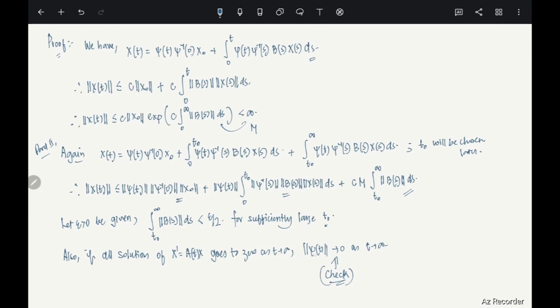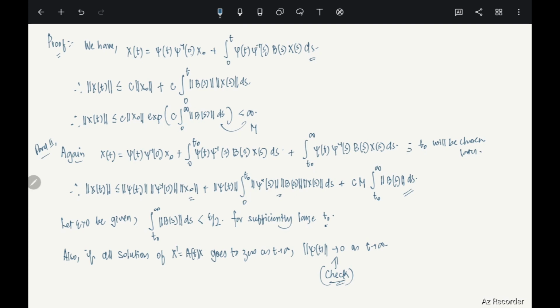See, norm of phi t goes to 0, right? So this goes to 0, this goes to 0. Yes. So what we can say is essentially, and this is a bounded quantity. This is a bounded quantity. Okay. So what we can say is, we can take this part and this part. The sum of that, I can make it less than epsilon by 2. That's what we are saying.